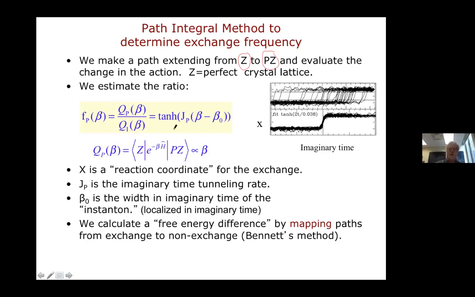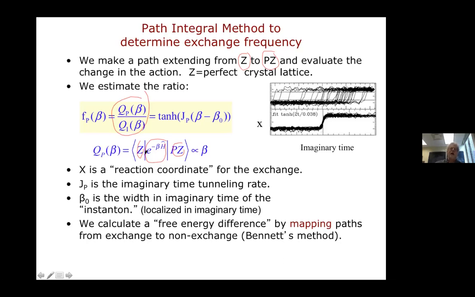Okay, what we do is we calculate this ratio here, where Q is the partition function to go from a lattice site Z to a permuted lattice site, P of Z, like a ring exchange, like a 2-body exchange, for example. And this is the path integral action to going from Z to PZ. So this is like a partition. Normally, partition functions or free energies are difficult to calculate in Monte Carlo, but we're taking this ratio of them.